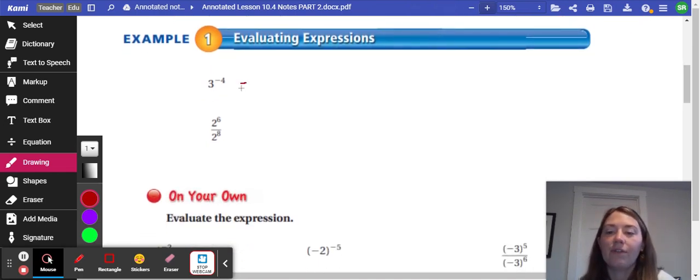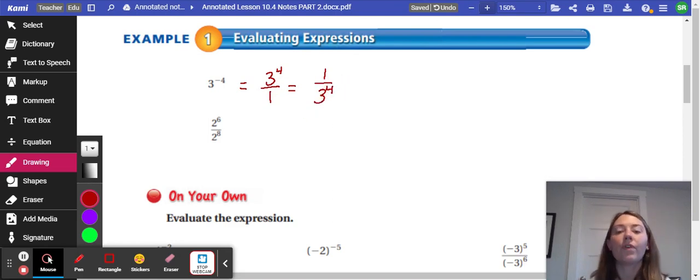3 to the power of negative 4. Now, this one is very similar to the one that we just did. So we can make this positive and put it over 1. And then we know the answer is the reciprocal. So we're going to flip it. Okay, so we have 1 over 3 to the 4th power.